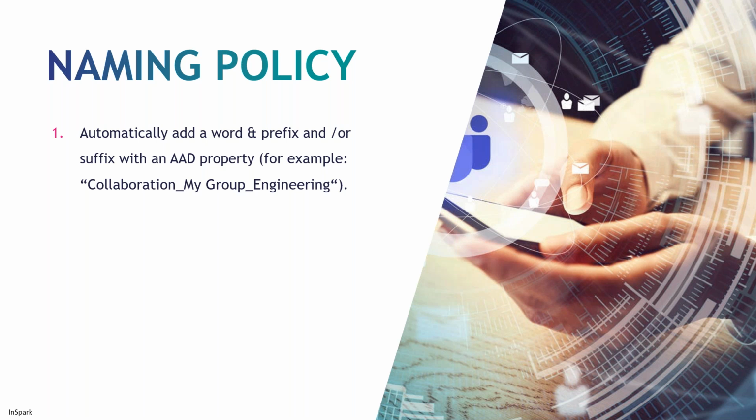The first one is using the Azure AD naming policy. It sounds very complex when you read it, but what you can do is basically say each time somebody creates a team, I want to add a prefix and or suffix with a custom word and AAD property. So for example, what you see here, the first one is a word. Each time a team is created, it has the word collaboration, then the name of, it says group, but the name of the team, and then it adds the department, for example, after that. This has been around for a long time.